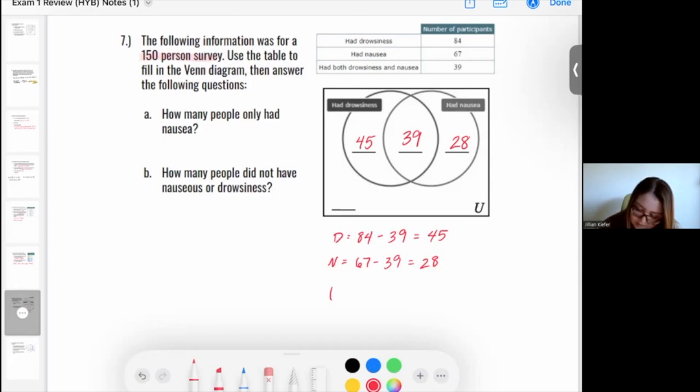So our universal set will be equal to 150, the people in the entire box, even in the circles, minus the sum of all the numbers we've already written. Because we said 45 people had only drowsiness, 28 people had only nausea, and 39 people had both. So we need to subtract the sum of those numbers. So 45 plus 39 plus 28. So we're going to add those values together.